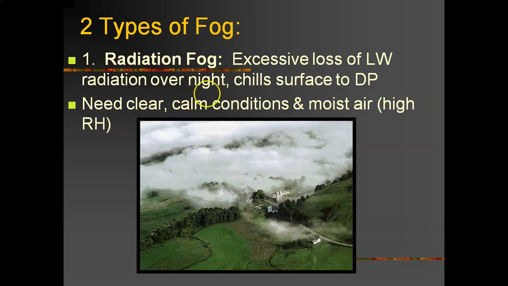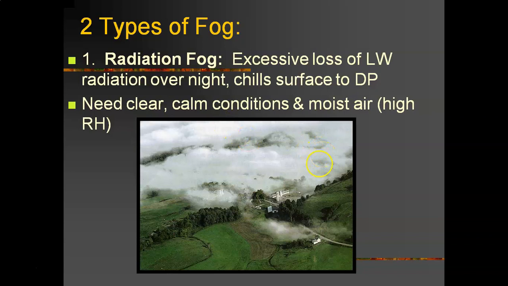Now, it's got to be calm outside. It can't be windy for condensation to occur. And you do need some moisture in the air, pretty high relative humidity. So you cool the air those few extra degrees with the excessive loss of long-wave radiation, and it'll bump that relative humidity up to 100%. So you do need some sort of moisture in the air. Instead of being 90% relative humidity, you'll chill the air and get it to 100% relative humidity. This is kind of a neat picture here of radiation fog.